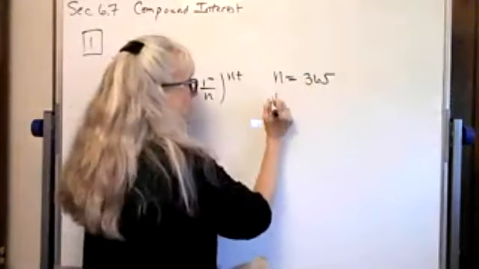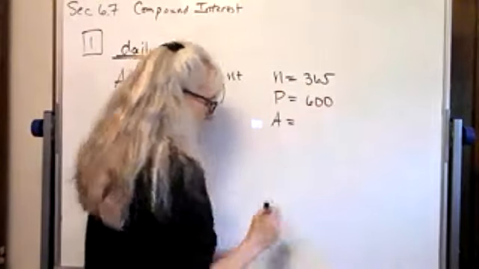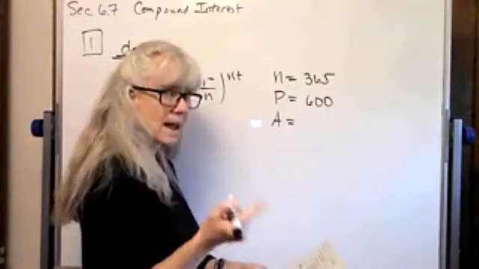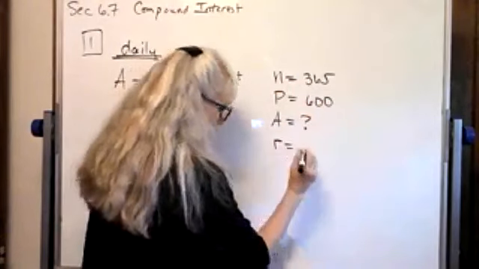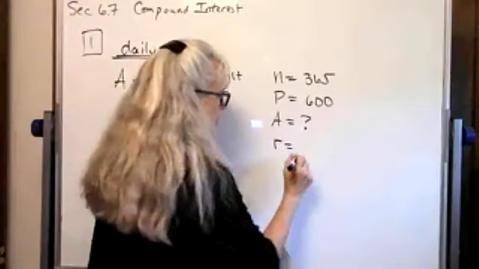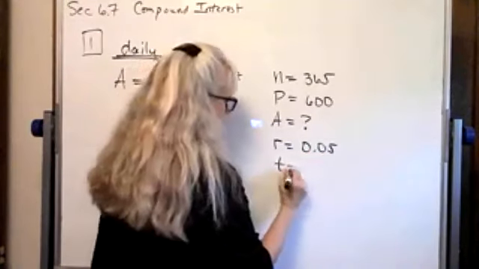So we also need to find P. That's the amount we're investing. Well, it tells me we're putting $600 in the account. So P is 600. A is what we're trying to find. It says find the amount that results after, so that's the amount at the end of time. That's our unknown. Our interest rate is 5%, so as a decimal, that would be 0.05. And this is for a period of 3 years, so t is equal to 3.